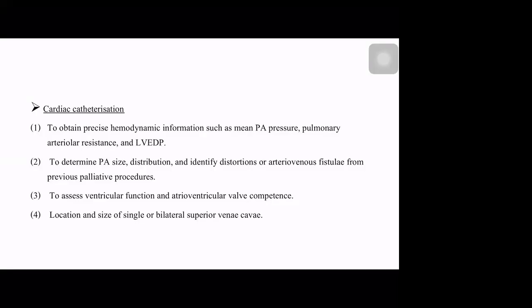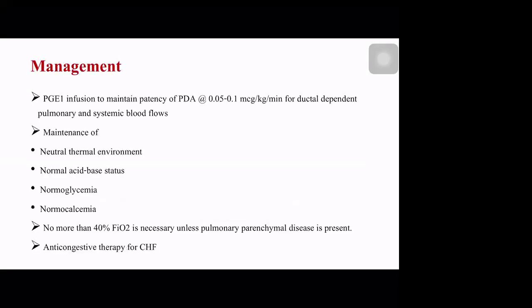Location and size of single or bilateral SVC is important, because before the Glenn procedure you have to know whether a bilateral SVC is present or not, because accordingly the surgical plan will be changed. So cardiac cath is mainly required before the Glenn procedure, but sometimes when echo is not enough to diagnose, cardiac cath can be used.